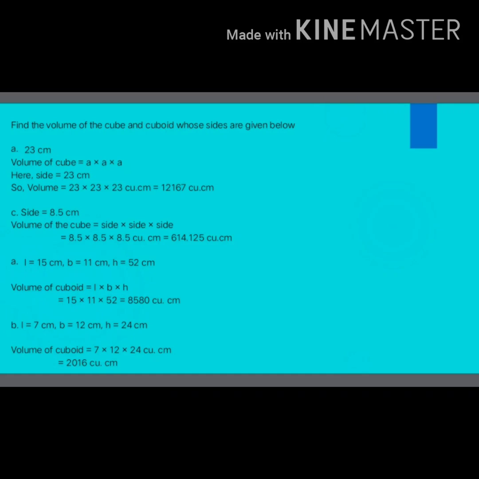Now let us see finding volume of a cuboid B1. The length is given as 7 centimeters, breadth is given as 12 centimeters, and the height is given as 24 centimeters. So the volume of cuboid is length into breadth into height. When I multiply 7 into 12 into 24, I get 2016 cubic centimeter.